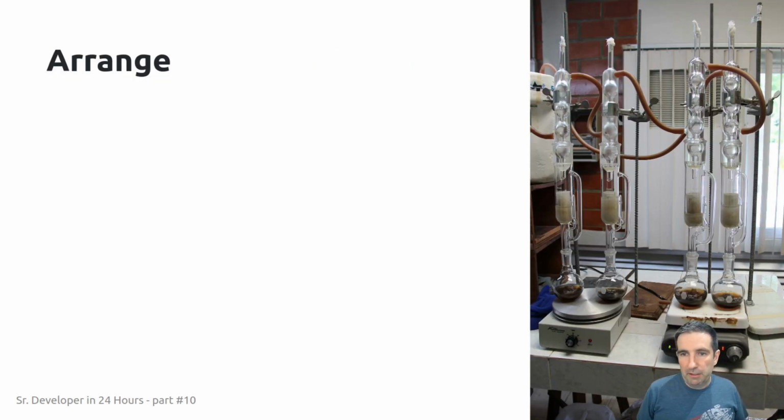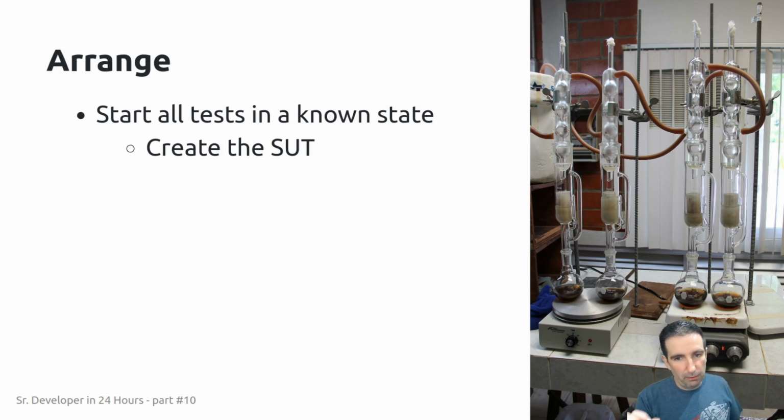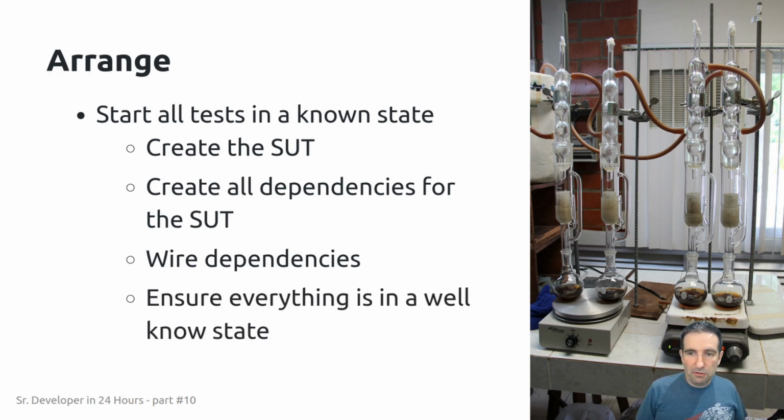The first one is arrange. Here's where we start all of our tests by creating a known state. For example, we'll create the system under test. That smallest unit of code that we're going to test, we're going to set it up here. We're going to create it if it is an object. We're also going to create all of the dependencies for the system under test. And we're going to wire any dependencies. In this section, what we're basically trying to ensure is that everything is in a well-known state.